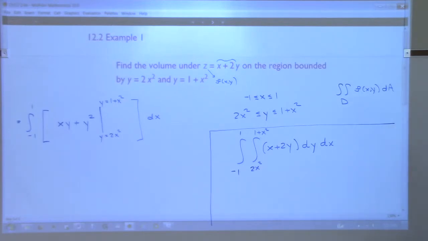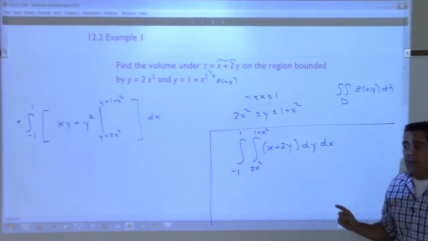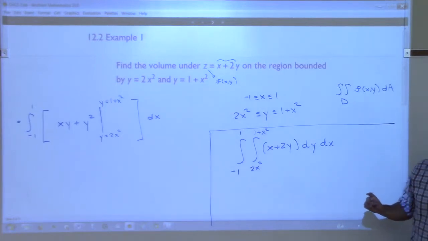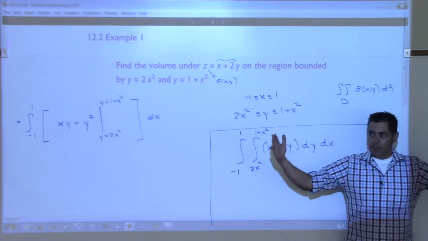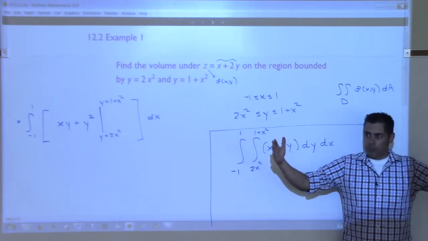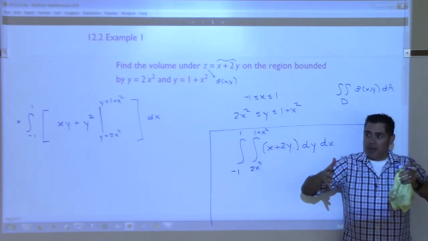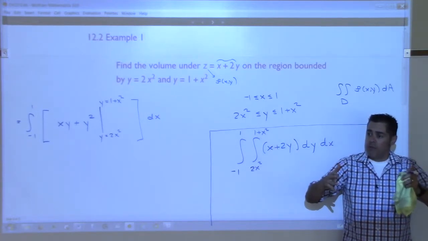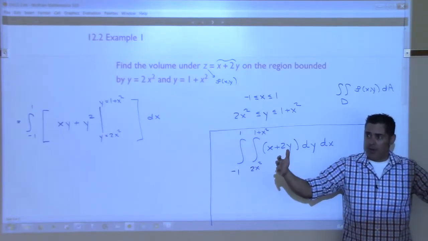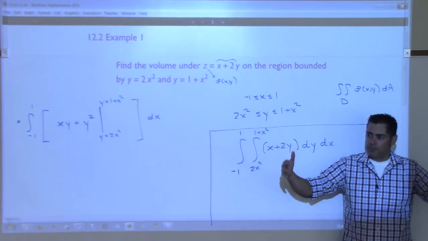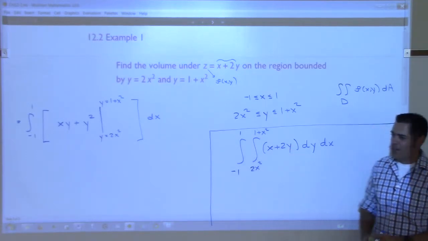On this one, how come you're evaluating the first integral between 1 plus x squared and 2x squared instead of the constants? Why am I not doing the constants first? Yeah, because I thought the constants are on the outside, like the outside integral. No, you start from the inside and work out. You always do the inner integral first, and then you do the outer integral. Oh, my bad. All right.